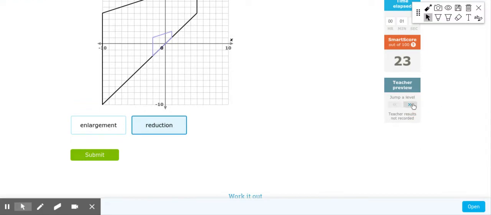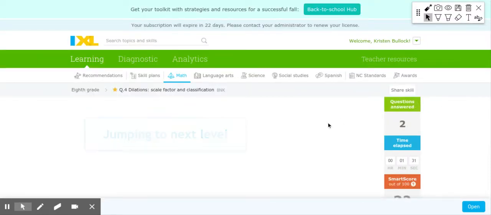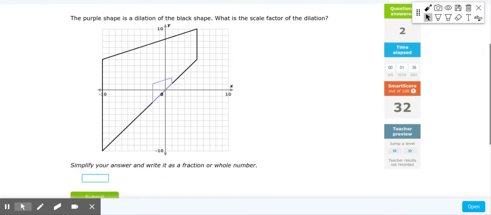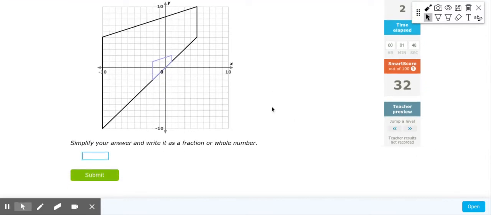So I'm going to skip to a new section just to see what else it gives us. The purple shape is a dilation of the black shape. What is the scale factor of the dilation? Here we have been given two shapes, and now we have to look at the dilation. There are a couple of ways you can do this. You can look at the vertices that correspond to one another, or you can look at the side lengths that correspond to one another. I'm going to do both just to give you an example of both, but it's your choice how you want to do this.